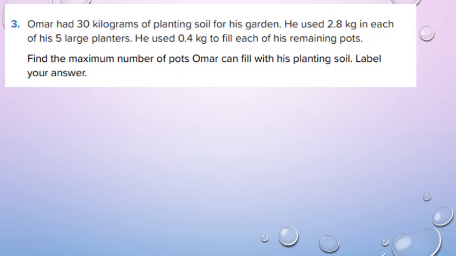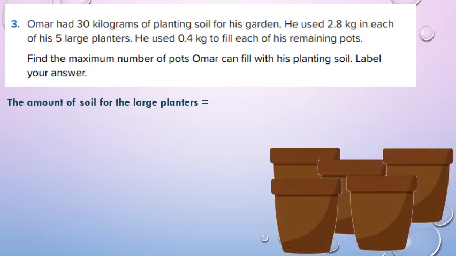Exercise 3. Omar had 30 kilograms of planting soil for his garden. He used 2 and 8 tenths kilograms in each of his 5 large planters. He used 4 tenths kilogram to fill each of the remaining pots. Find the maximum number of pots Omar can fill with his planting soil. Label your answer. First, the amount of soil for the large planters.